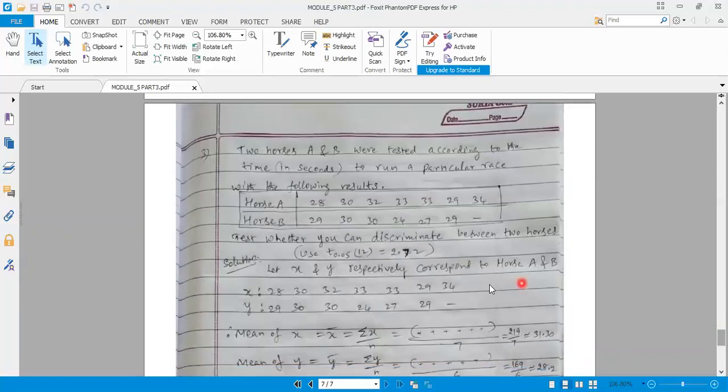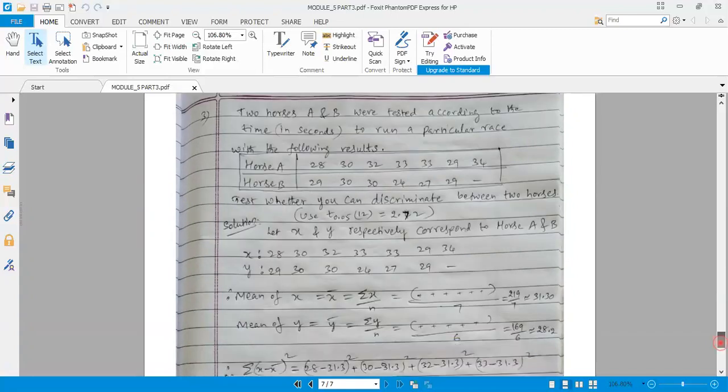Now let us proceed to the next problem. Two horses A and B were tested and the following results were obtained. Now we have to test the hypothesis of whether there is any discrimination between the two horses based on this data. Now we take this data as X and this data as Y. Now calculate the mean of the first sample. It is found to be 31.30. Find the mean of the second sample. It is found to be 28.2.